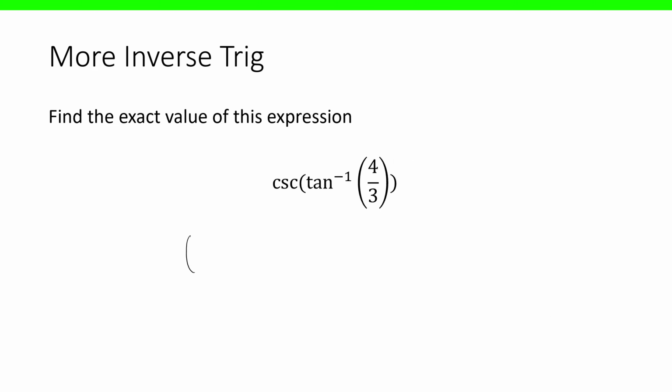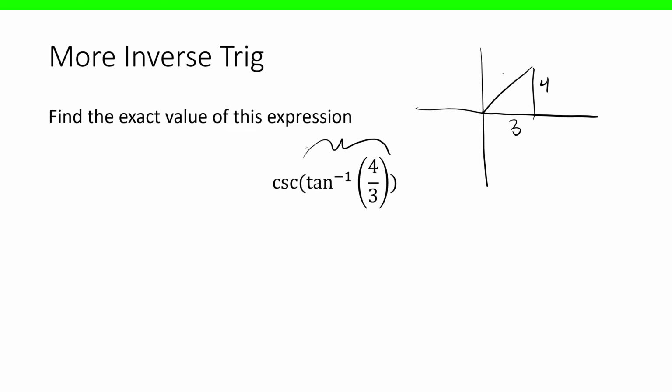Here's another. This one we need to draw. This is talking about a triangle inside here. That's a triangle. So it's tangent 4/3. Tangent's positive over here. So the opposite side is 4. The adjacent side is 3. We know hypotenuse is going to be 5. That's theta. What is the cosecant of that angle theta?